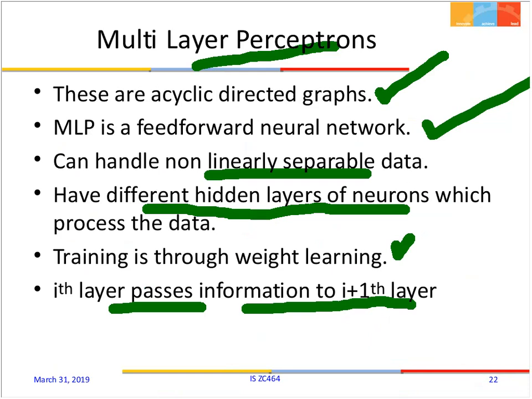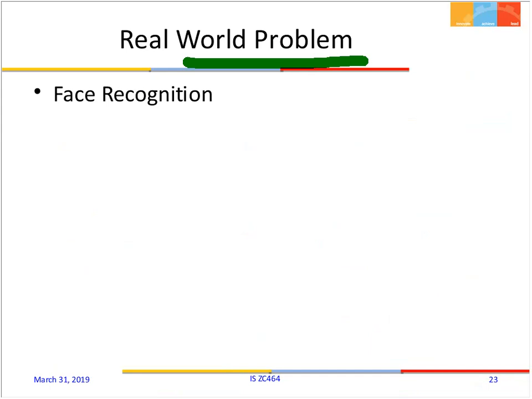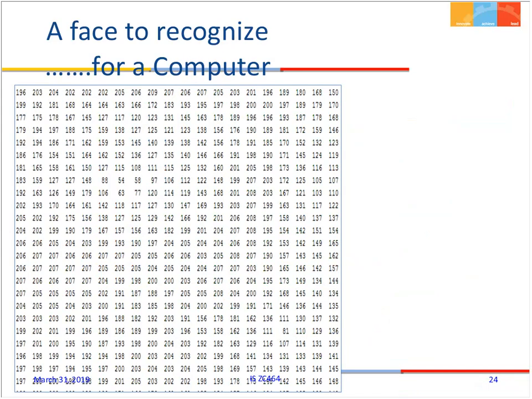Okay. So then we have this real world problem, face recognition. What is a face for a computer? It is only numbers. Have you ever taken an image and seen its values in some software like MATLAB? The values appear like these. These are nothing but quantized intensity values. They are quantized because you have a digital camera, so there is nothing like analog.